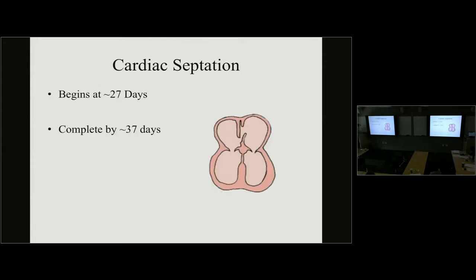okay? Somewhere around 27 days the heart starts to look like this. It's done all that kind of flipping and flopping and turning. And then it looks like this somewhere about 37 days gestation.